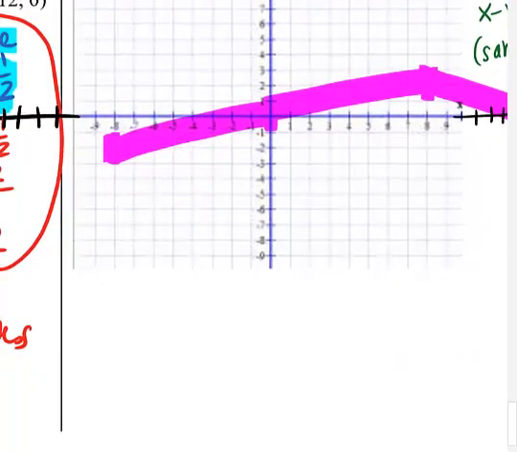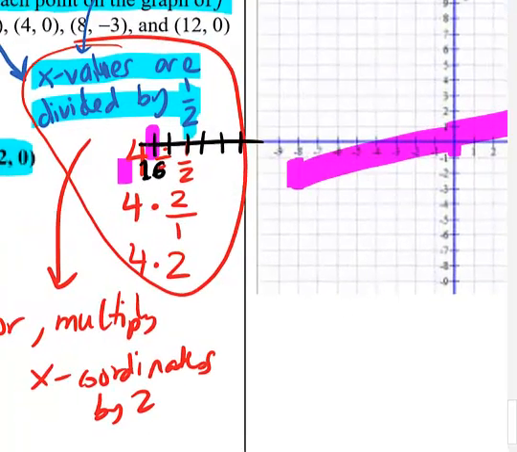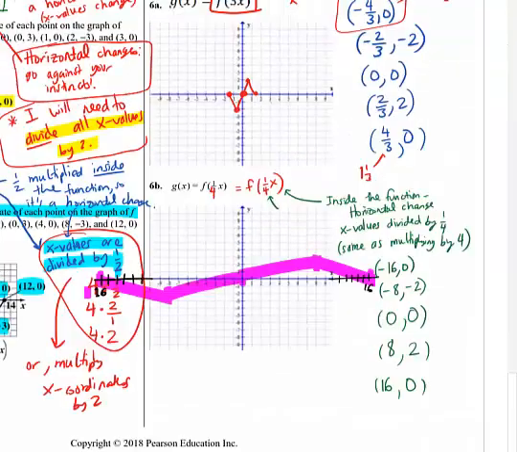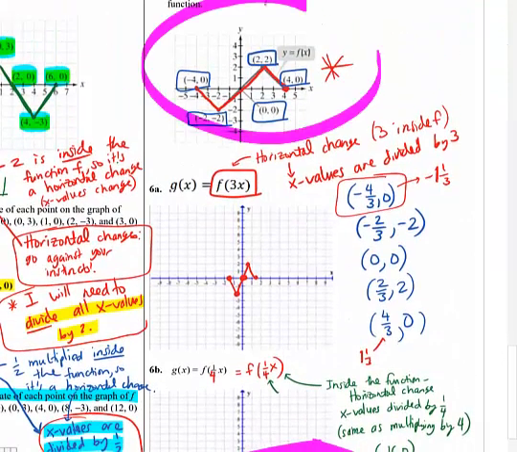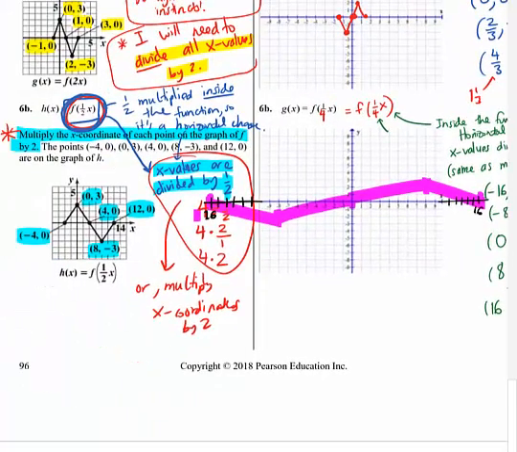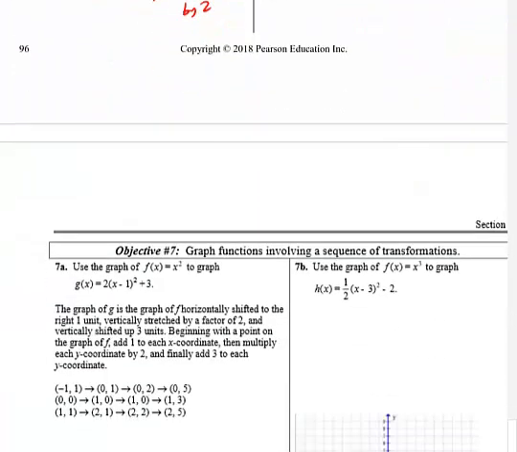Wait, did I miss somebody? Oh, there it is. I forgot about this little point. There we go. So that zigzag pattern from the very first graph that they gave us really widened out from this one. So definitely if you multiply by a fraction inside a function, it makes it a wider, stretched out graph. Stretched out in the horizontal direction.